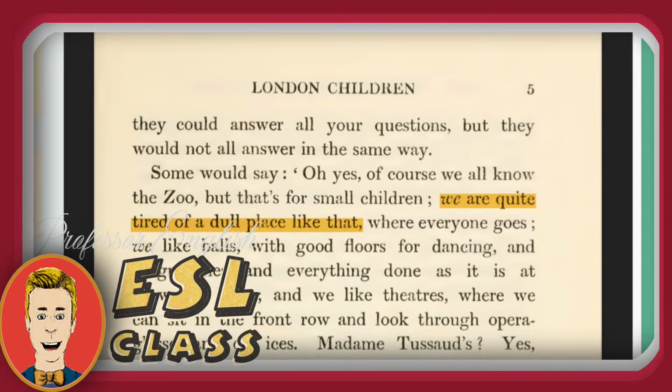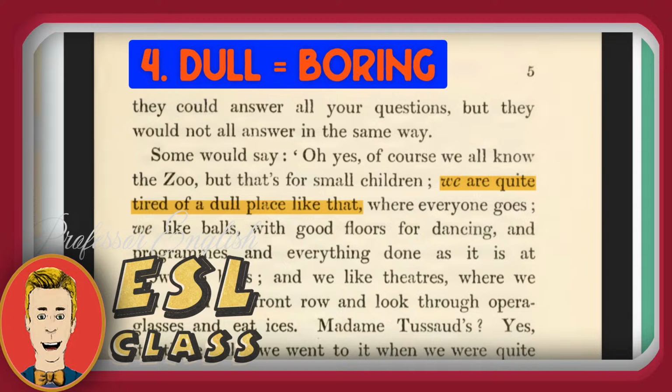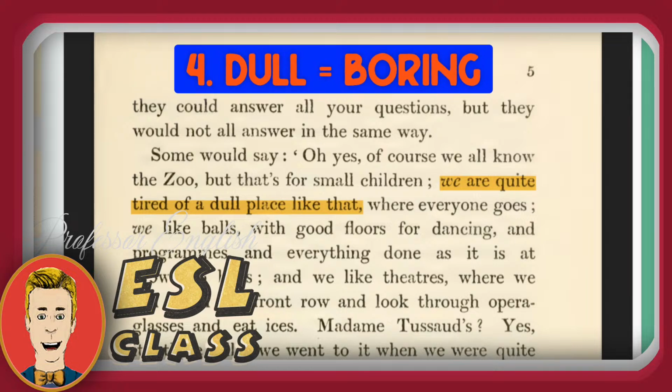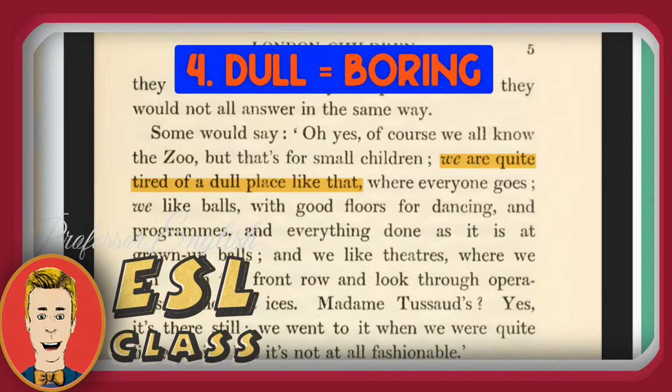Some would say, oh yes, of course, we all know the zoo, but that's for small children. We are quite tired of a dull place like that. So now we have this word dull. And this is another word for boring. Let's practice using the word dull, which means boring. The older children complain that they think the zoo is dull. They think the zoo is boring. They think it's dull.